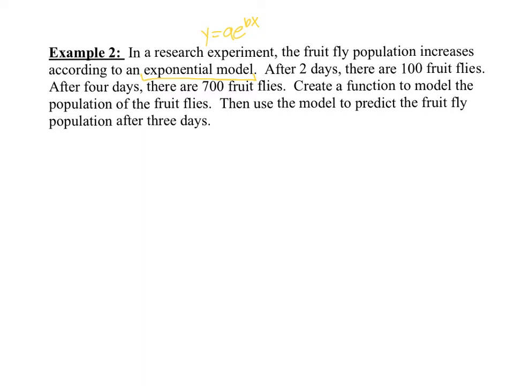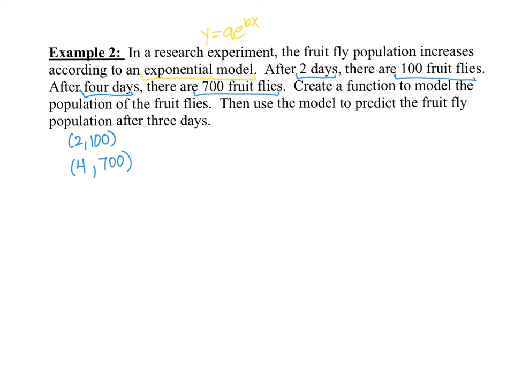Okay, I see an ordered pair. I'm going to pull it out because once I have my ordered pair, I'm pretty much over the word problem. Okay, after 4 days, there are 700 fruit flies. Create a function to model the population of the fruit flies, then use the model to predict the fruit fly population after 3 days. Okay, so I first need to create my model.